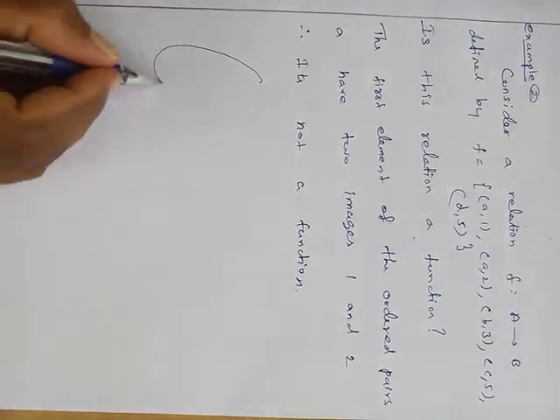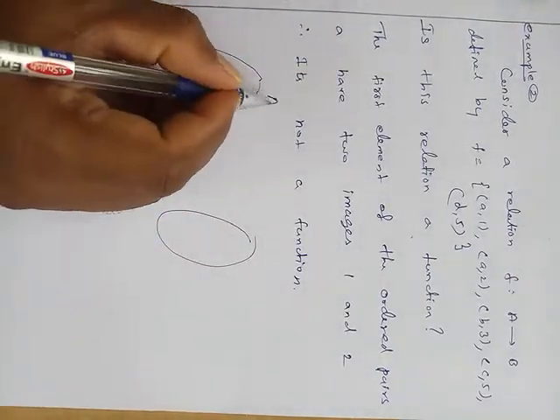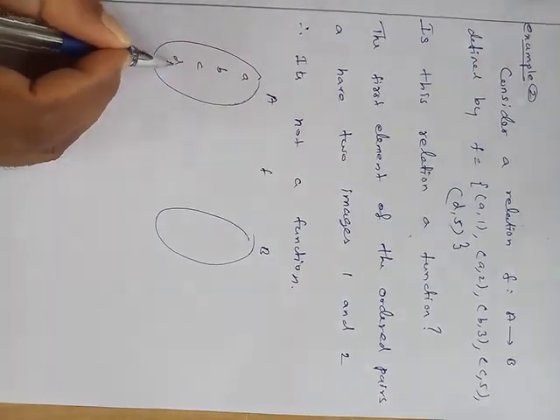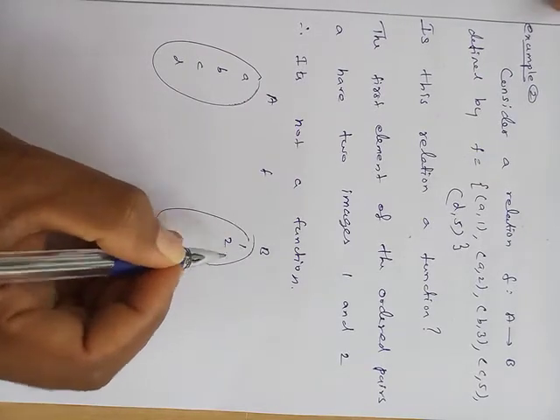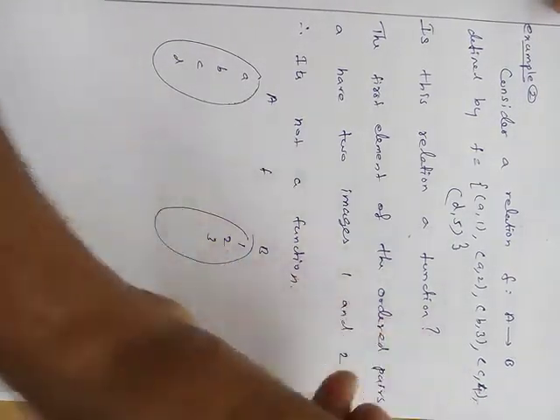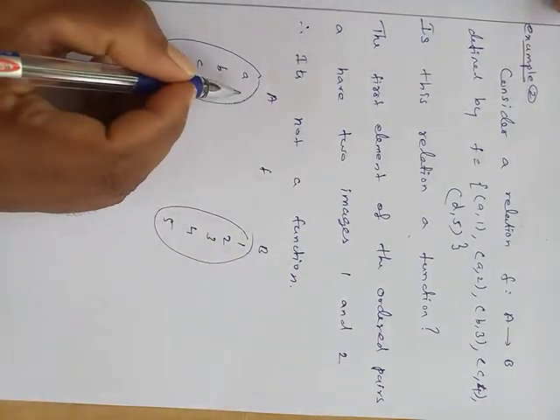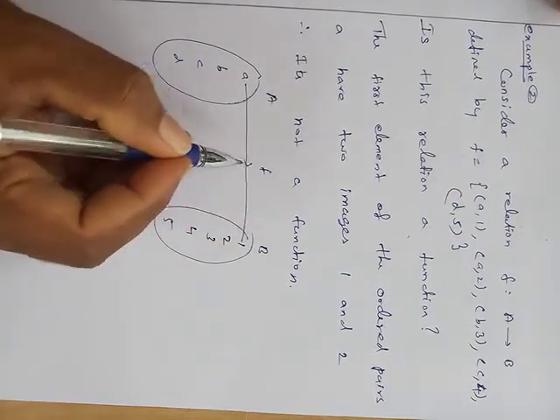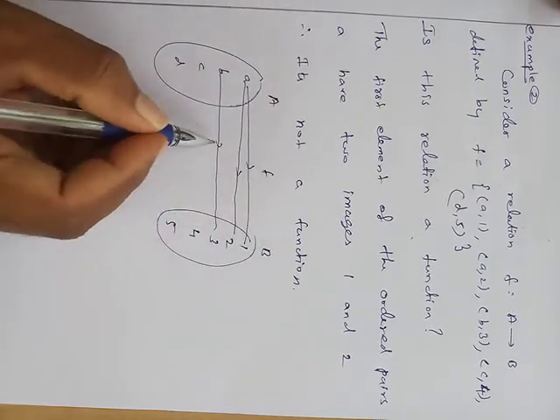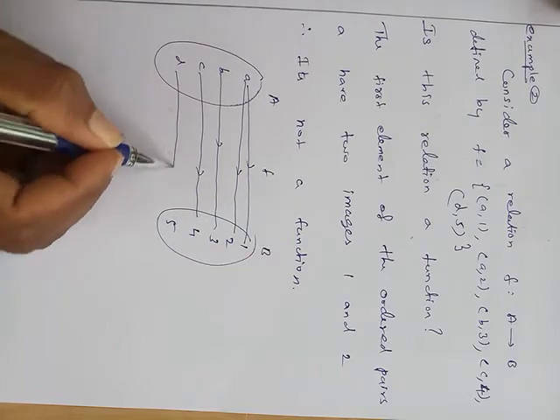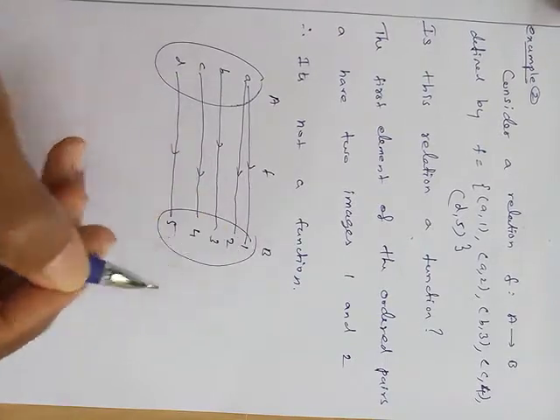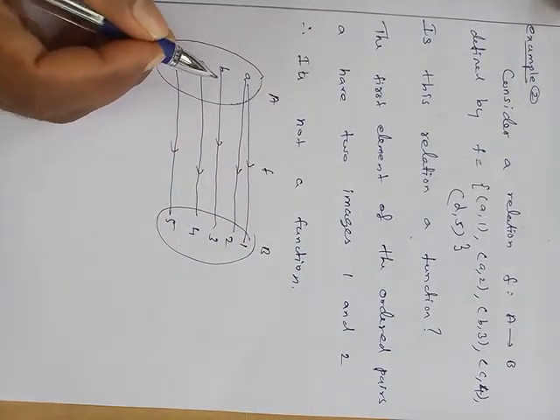Otherwise, check with the arrow diagram. Here A is a, b, c, d and B is 1, 2, 3, 4, 5. Now a goes to 1 and also a goes to 2, b to 3, c to 4, d to 5. Here a has two distinct images in the set B, so it is not a function.